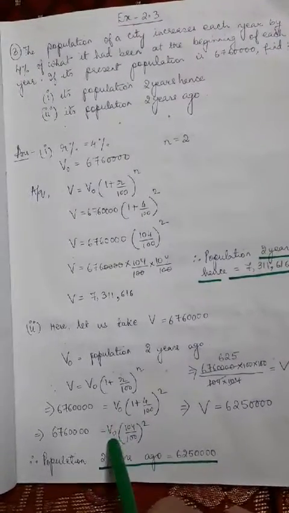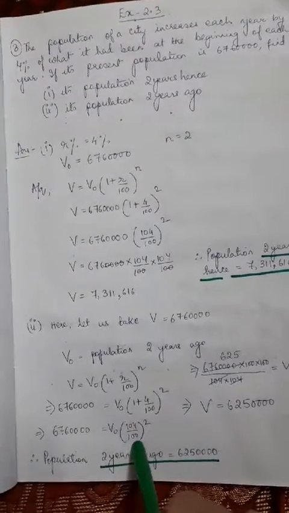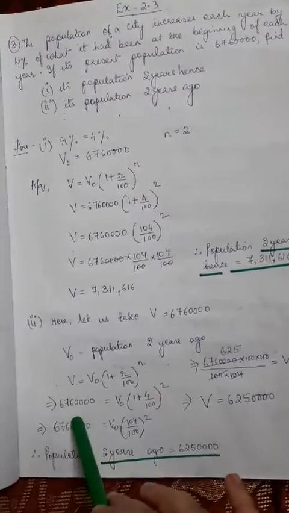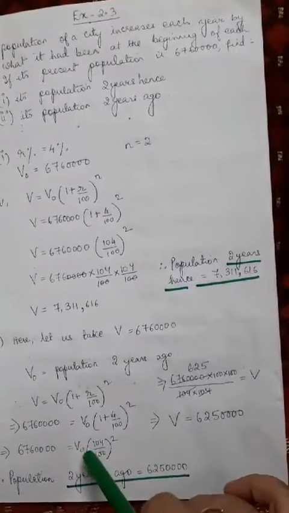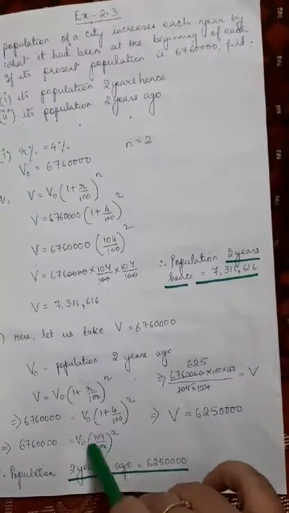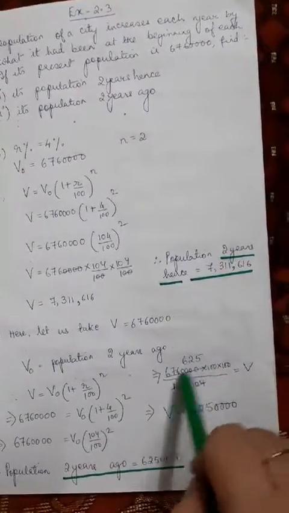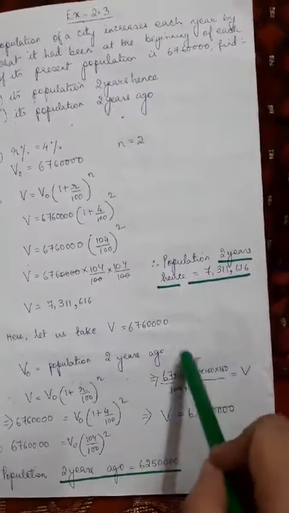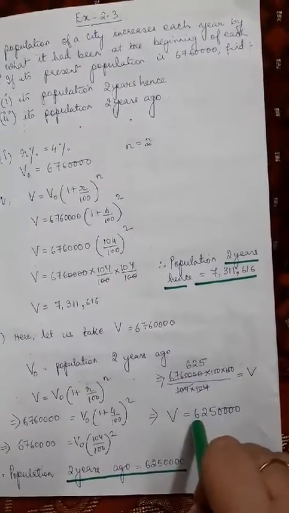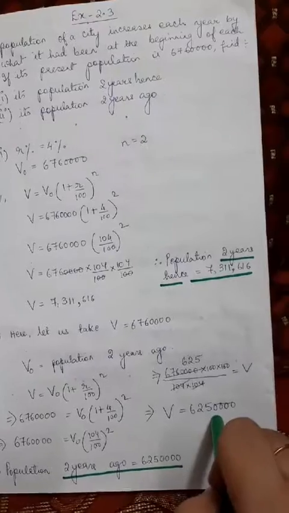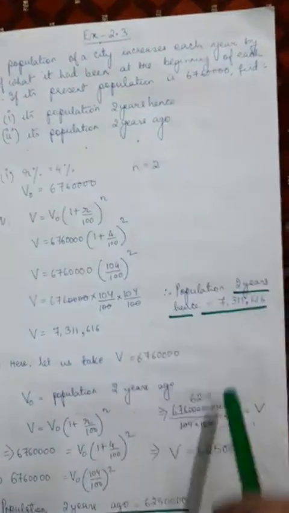Now, how will I find V0? To find V0, I have to bring this 104 by 100 whole square to the other side of the equation. So, by cross multiplying, 100 into 100, 100 will be multiplied with this twice and 104 into 104 in the denominator. It will be divided. So, after cancellation, I get the value of population as 62,50,000. So, the population 2 years ago will be this.